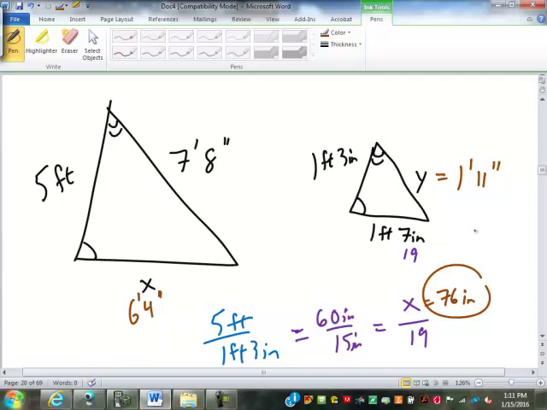1 foot 11. Perfect. Okay, I'm going to give you guys some homework to work on here for now, and then we'll come back to our second hour.